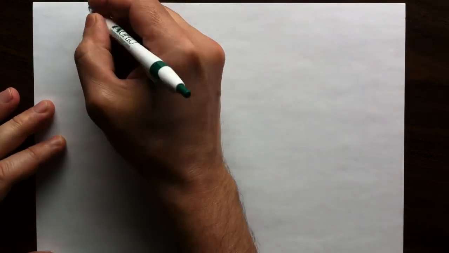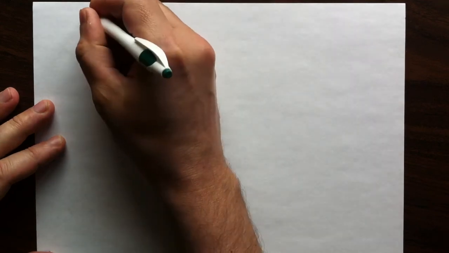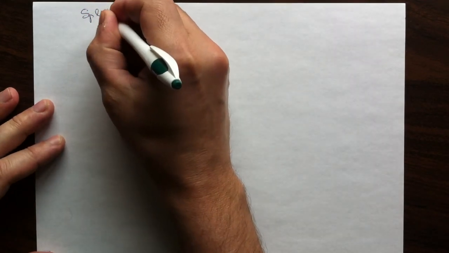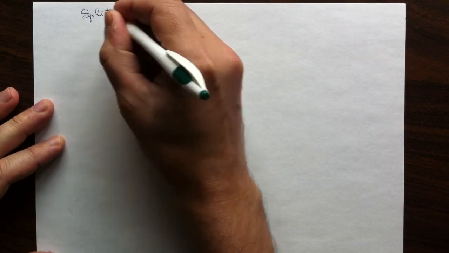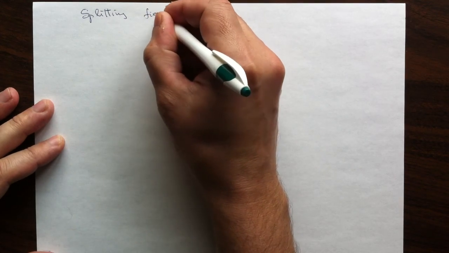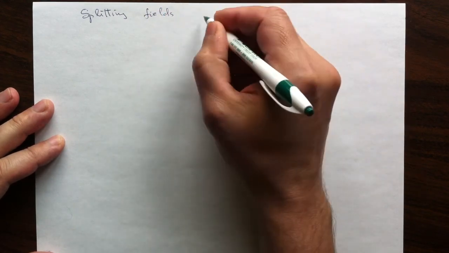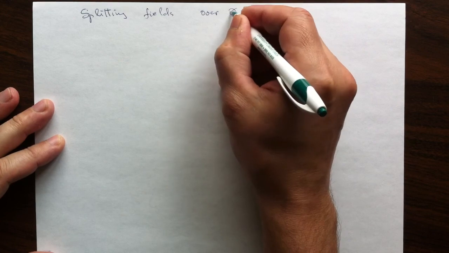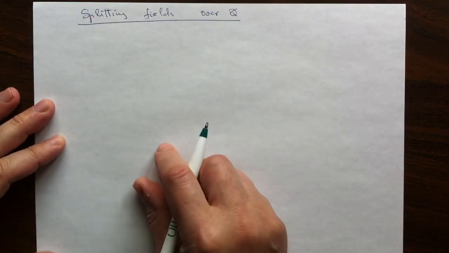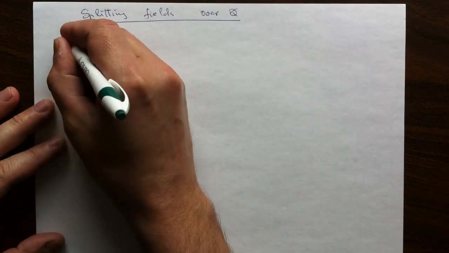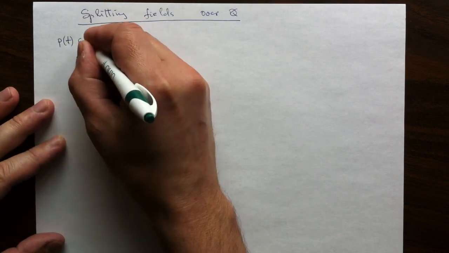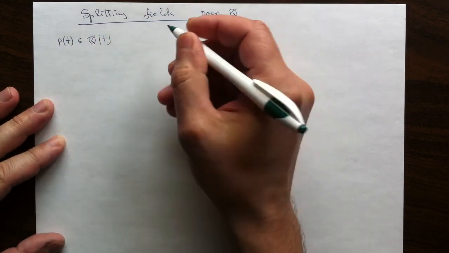Hello, this little video is about the splitting fields of polynomials over the rationals. Let's take an irreducible polynomial with rational coefficients. Let's also assume that it is monic.